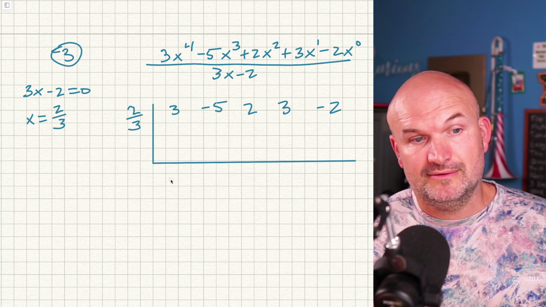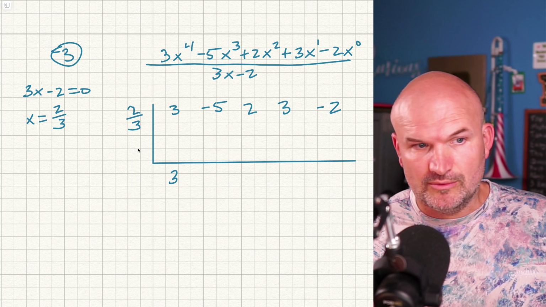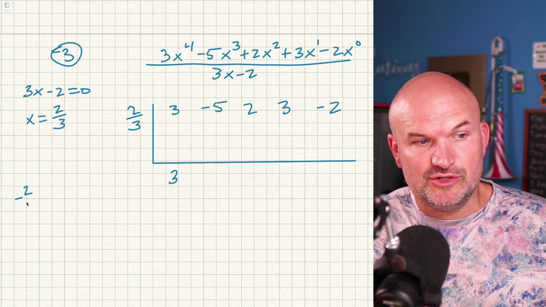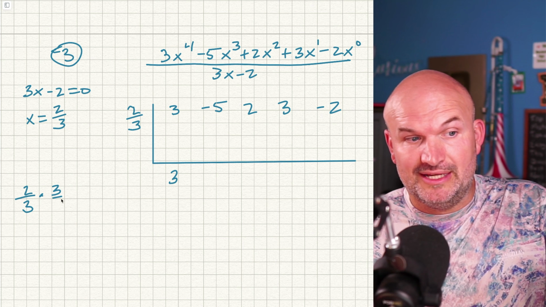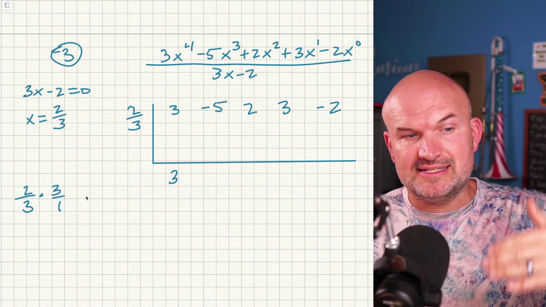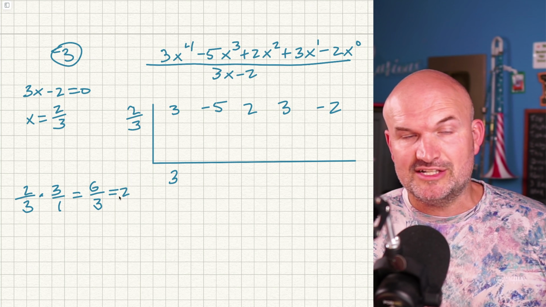So you bring down the 3. So now I have to multiply 3 times 2/3. Now, if you struggle with multiplying a number times a fraction, that's okay. Just use a scratch piece of paper and do it to the side. 2/3 times 3. Now we could rewrite the 3 as 3/1, and then you could multiply straight across, numerator times numerator, denominator times denominator, and you would simply get 6/3, which you could simplify as 2.